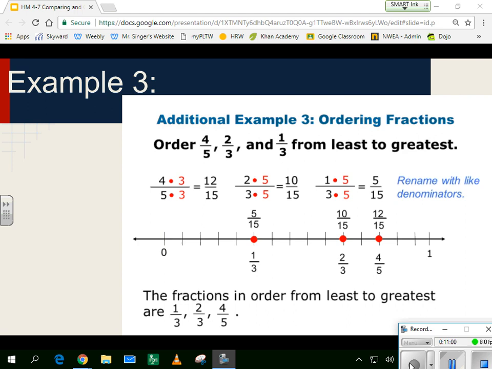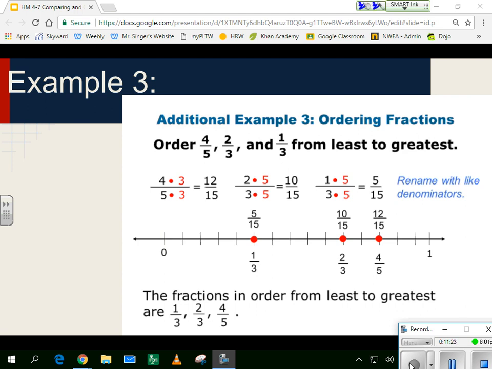All right, so taking what we learned in the second example here, and we had this as a warm-up in the last lesson, if we were to order 4/5, 2/3, and 1/3 from least to greatest, how can you do this? Well, we know that all of them are fractions, so they are some number that fall between 0 and 1. So what we need to do is find out which ones are smaller than greater.